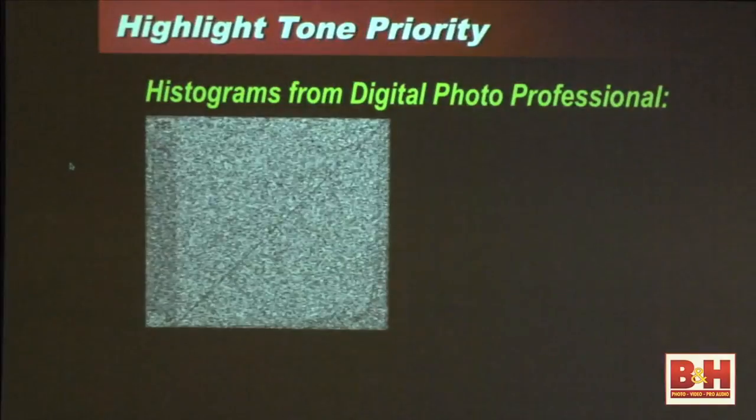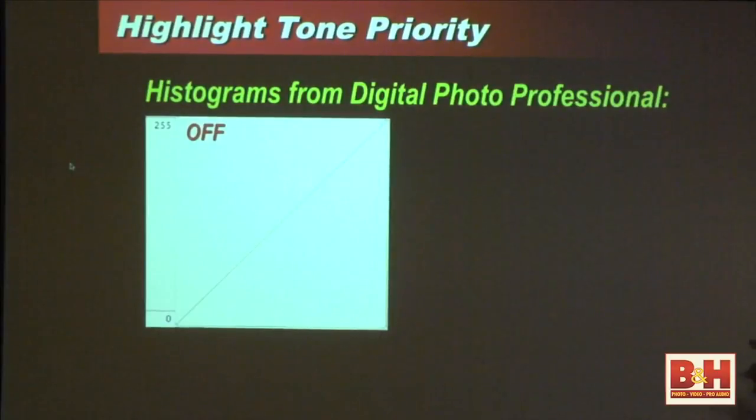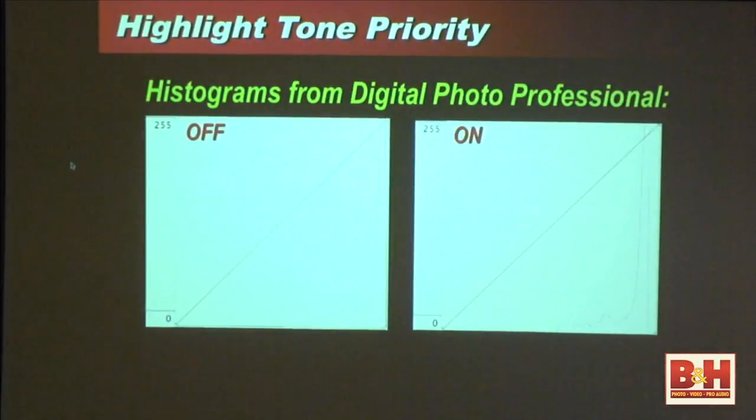And this is an example looking at the histograms from those very two images in our Digital Photo Professional software. The histogram with it off, you can see that there's a big highlight spike here that's just on the verge of touching the edge. Now look what happens with the same exposure with highlight tone priority set. The whole highlight area moved over towards the left. We moved it away. We got more detail there.